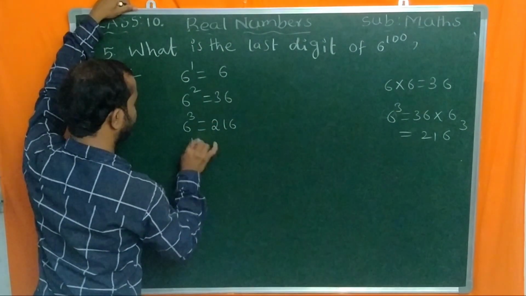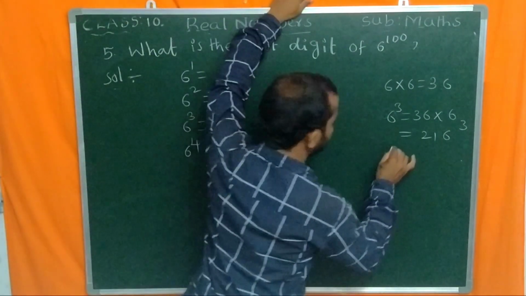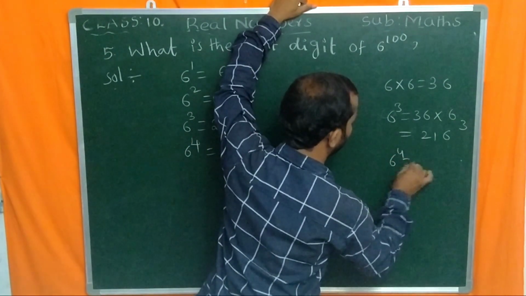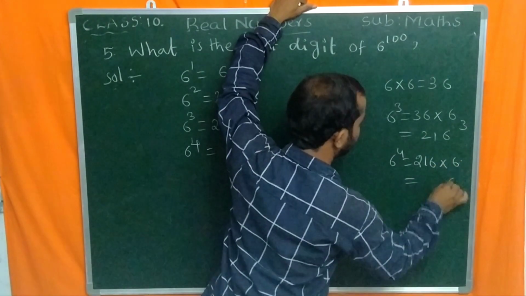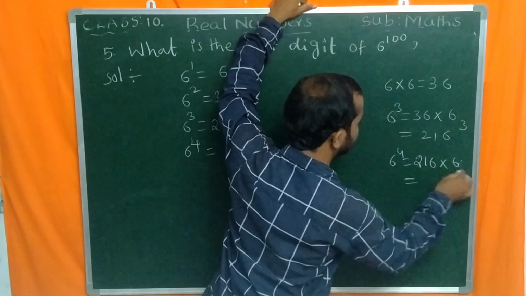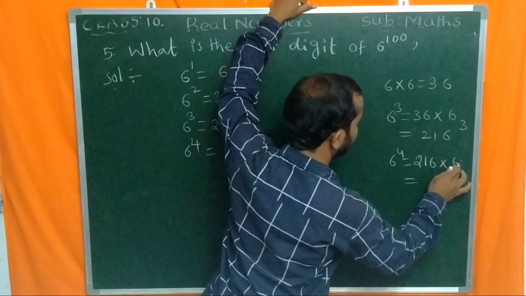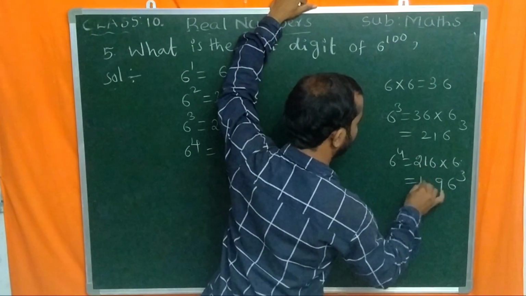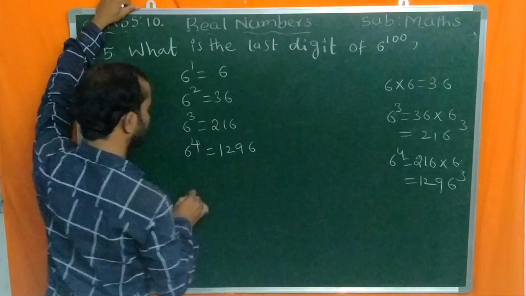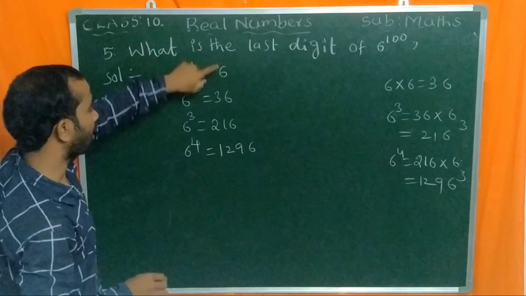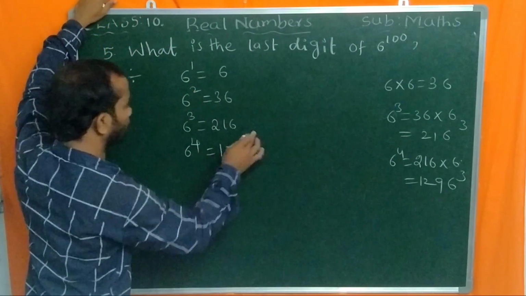Next, 6 power of 4 equals 216 into 6. 6 times 6 is 36, 6 times 1 is 6 plus 3 is 9, 6 times 2 is 12. So the unit place is always 6.